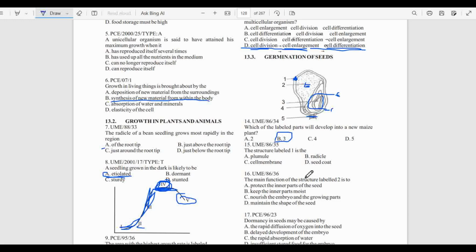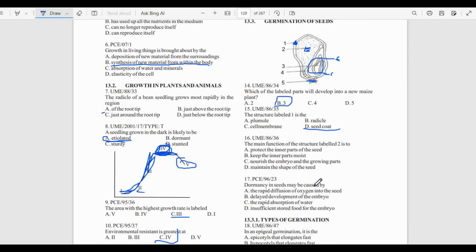Question number 15. I mentioned that already, that the structure labeled one is the seed coat, which is the fusion of pericarp and the testa. Now, question number 16. The main function of the structure labeled number two. What is the structure labeled number two? That is the endosperm. The endosperm is the part labeled number two.